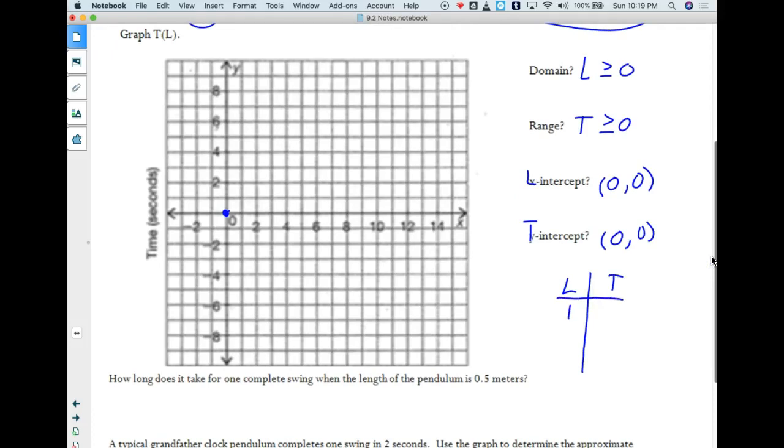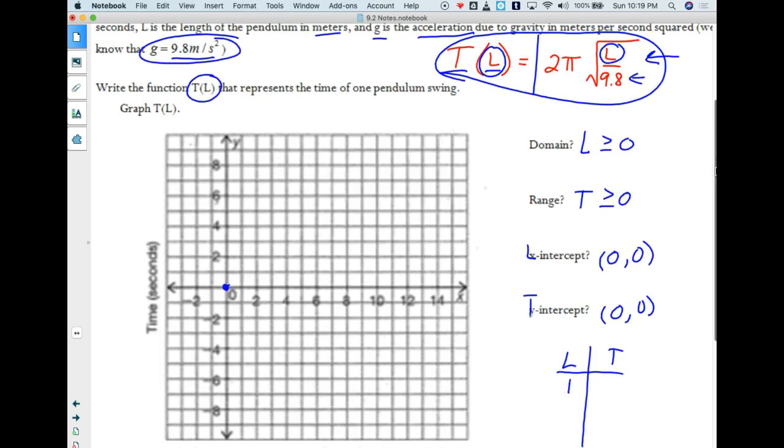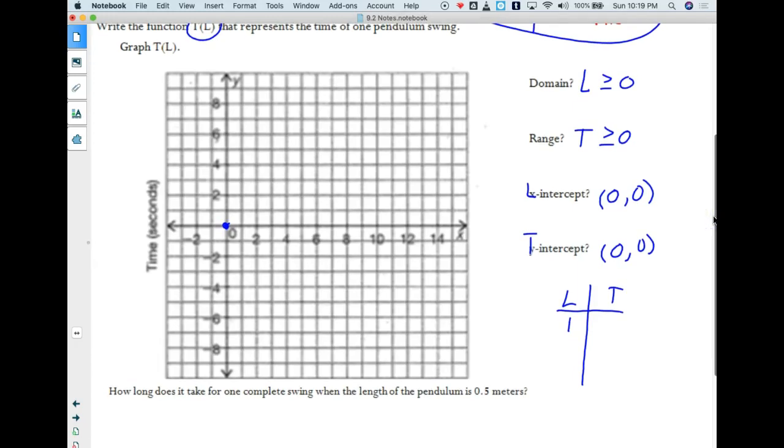I did these calculations already. I put a 1 in for L, and I took 2 pi times the square root of 1 divided by 9.8, and what it gave me was roughly 2.007, just a hint over 2. Then if I put a 2 in there, I came up with 2.838, a little bit under 3. And if I put 3 in there, I got 3.476, about 3.5-ish.